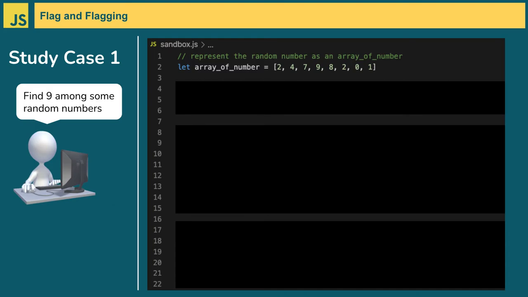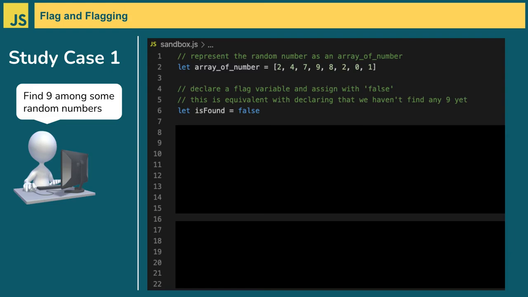So this is the part of the code I use for this demonstration. This is how we will declare the random numbers. I will try to put them into an array of numbers with 9 in the middle of it. Okay, and then we will declare a flag variable using a Boolean type in this study case, and we'll assign it with false. This is equivalent to declaring that we haven't found any 9 yet.